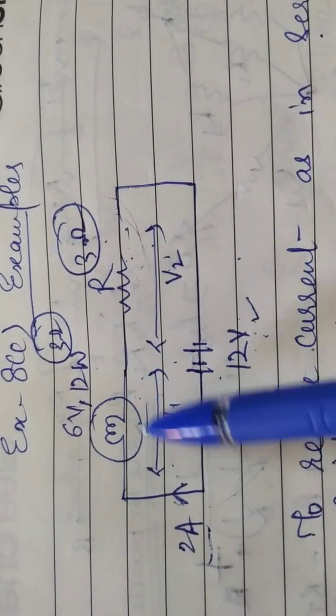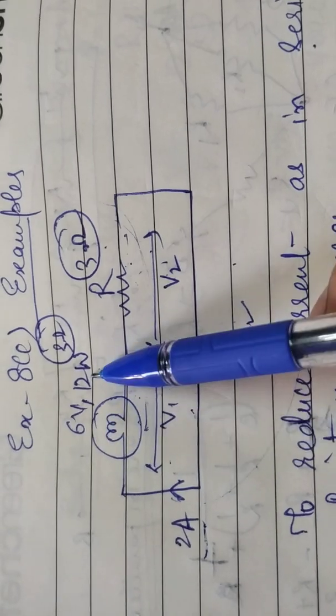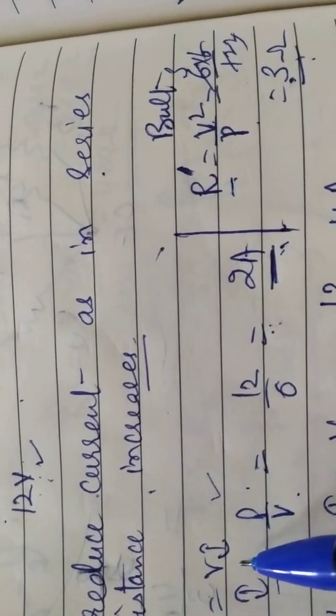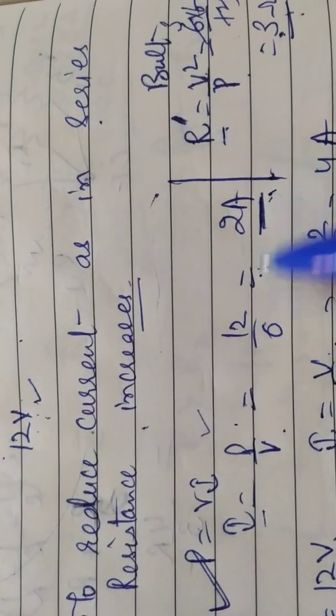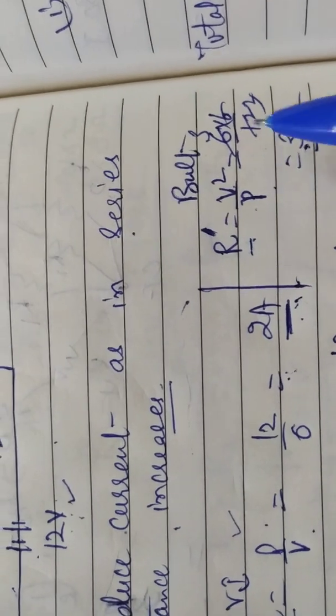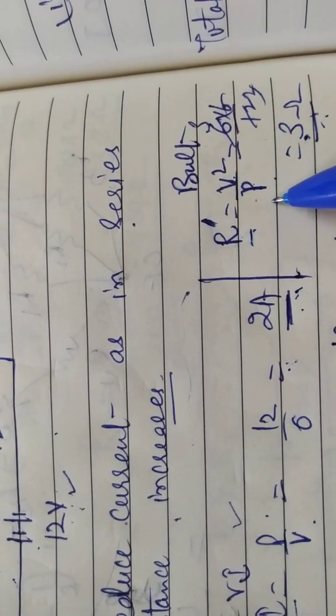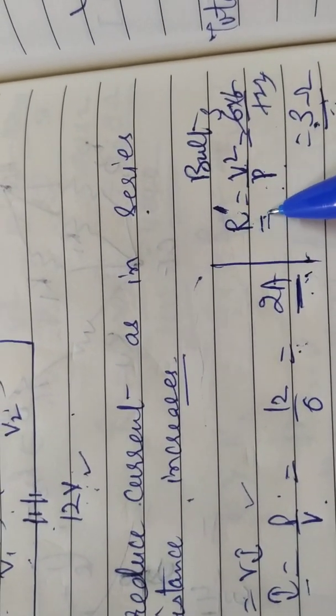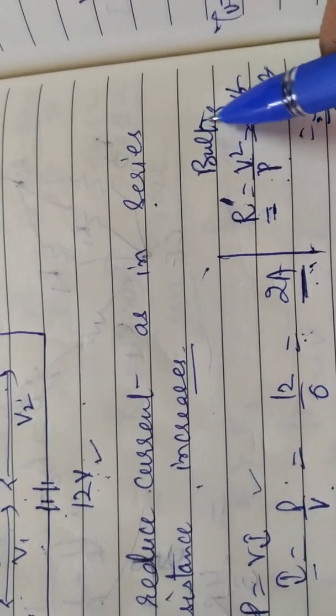First of all, let us find out the safe limit of the current of the lamp and its resistance. That we can calculate from our formula P is equals to VI. Current comes out 2 ampere and resistance of the lamp comes out 3 ohm from the formula P is equals to V square by R. So R dash here is the resistance of that bulb.